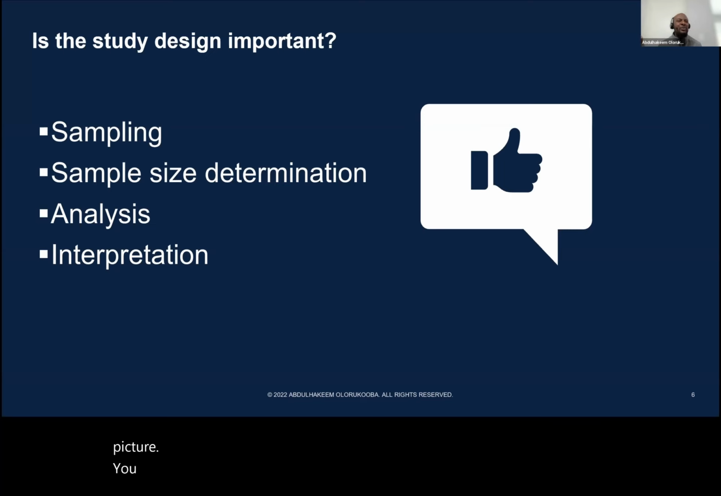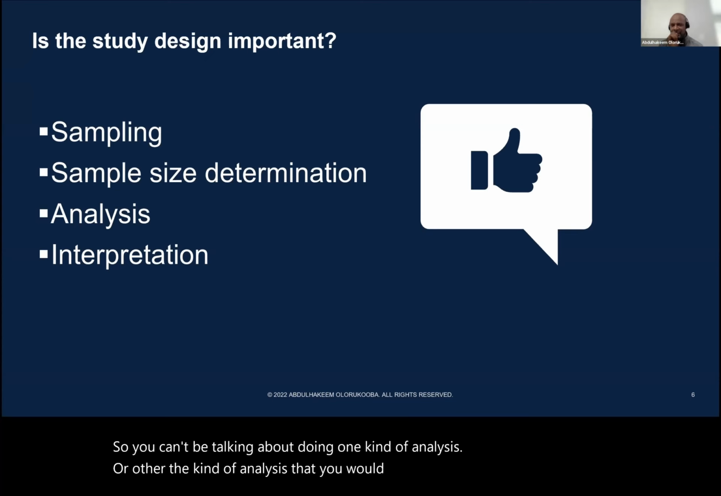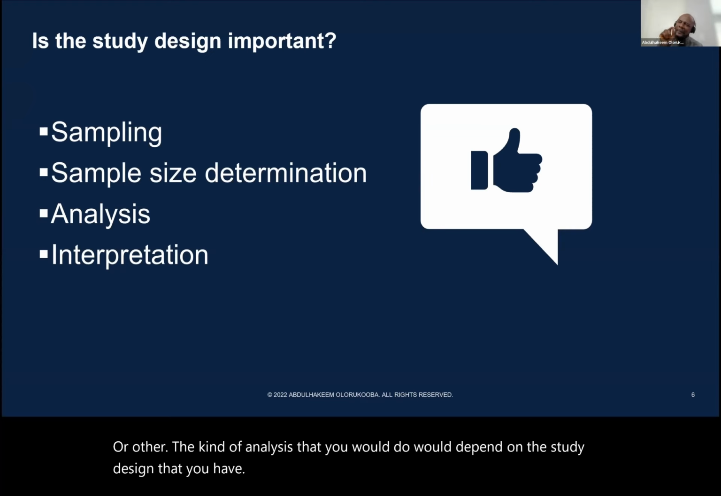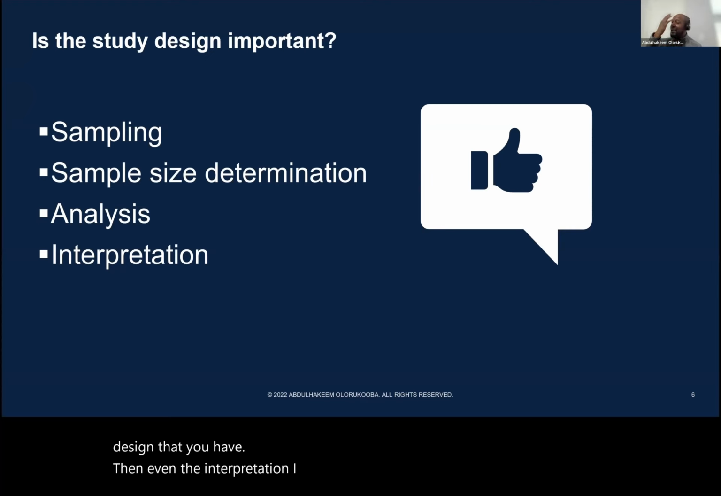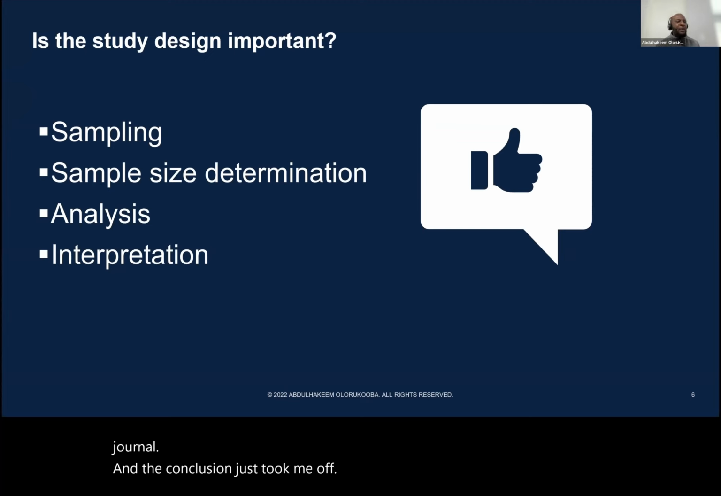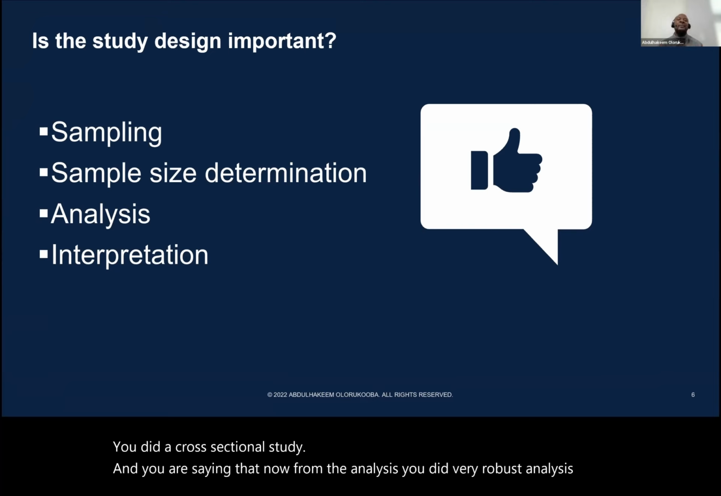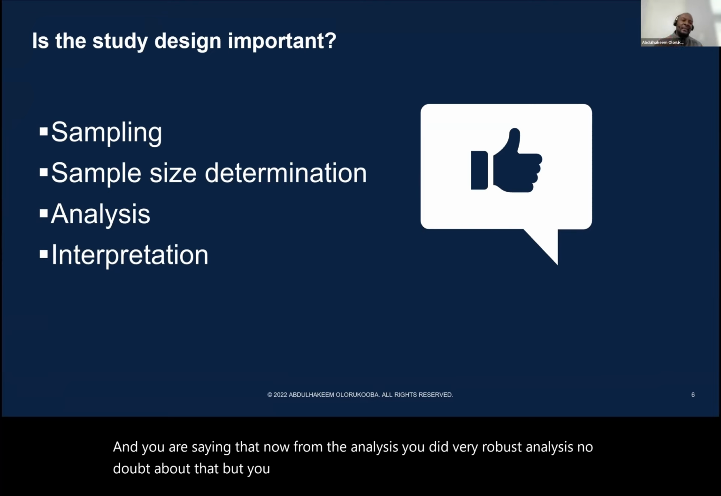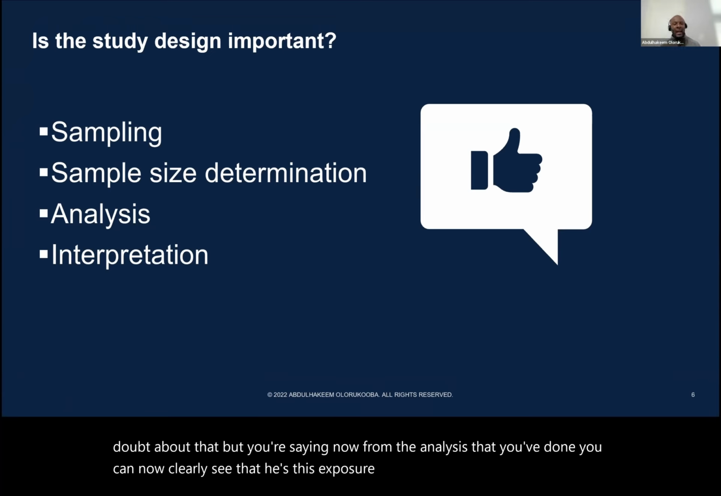So you can't be talking about doing one kind of analysis or the other. The kind of analysis that you will do will depend on the study design that you have. Then even the interpretation. I was reviewing an article for one journal, and the conclusion just took me off. You did a cross-sectional study, and you did very robust analysis, no doubt about that. But you are saying now from the analysis that you've done, you can now clearly say that it is this exposure that led to this outcome.